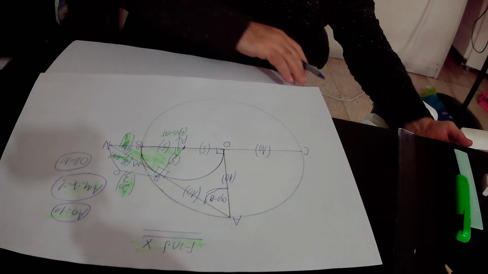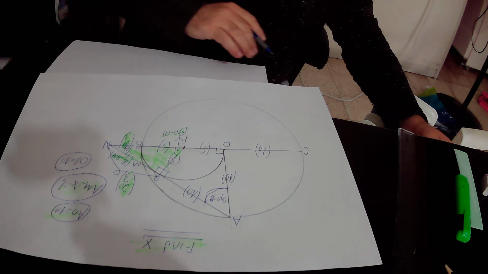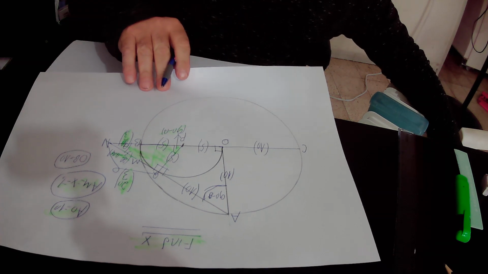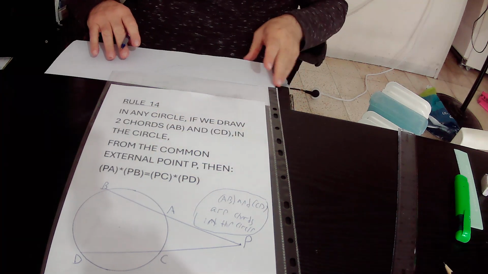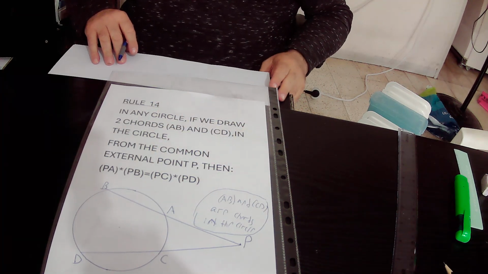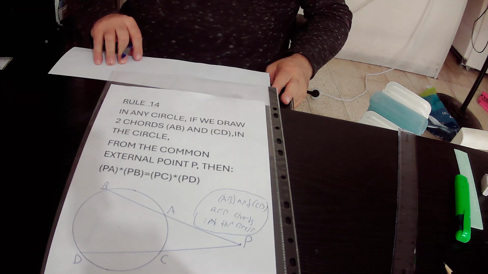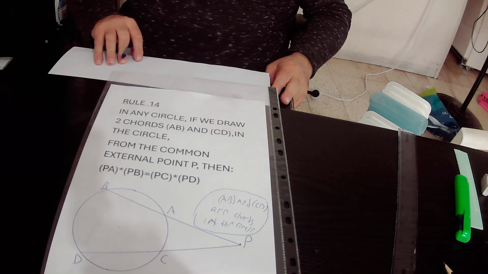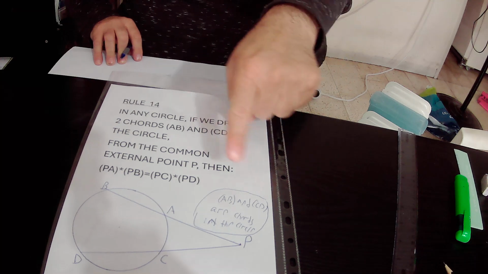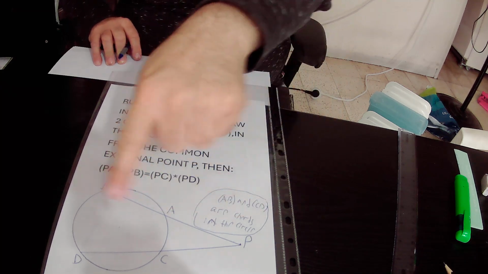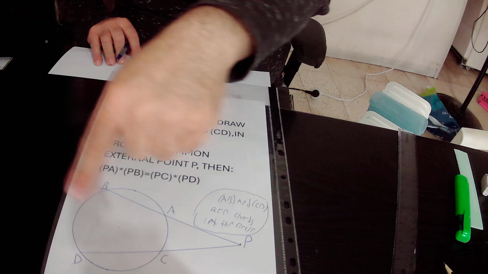Okay, so in the next step I will present to you a new rule and we will implement the new rule in our drawing. The new rule is rule number 14. Rule number 14 is true in any circle. So in any circle, if we draw two chords AB and CD inside the circle from the common external point P, then the following equation is true: PA times PB equals PC times PD.